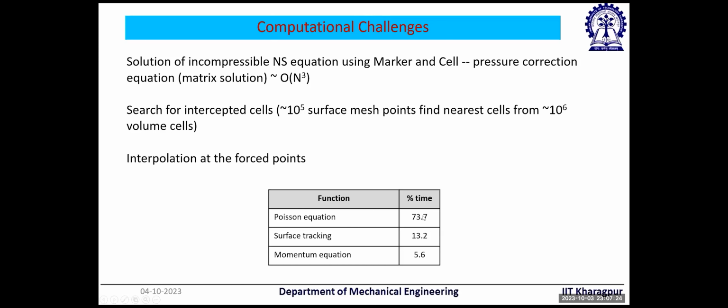We can see that in a general implementation, 73% of the time is taken by the Poisson equation, 13% is taken by surface tracking, and 5.6% is taken by the momentum equation. So when we went for OpenACC parallelization for multi-core and GPU systems, and here we'll especially talk about GPU systems, we tried to primarily focus on these few hotspots and parallelize them.